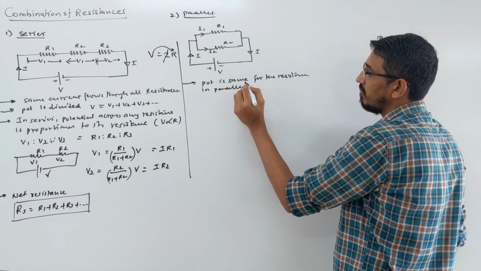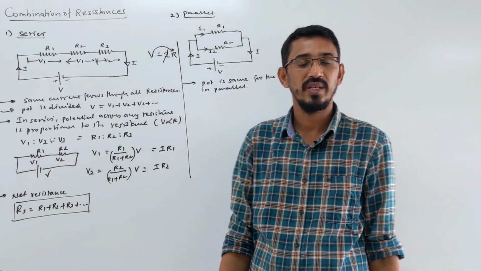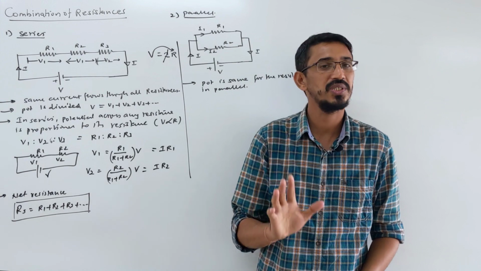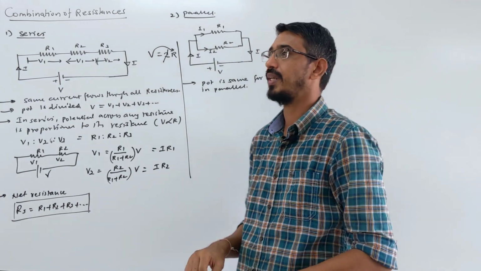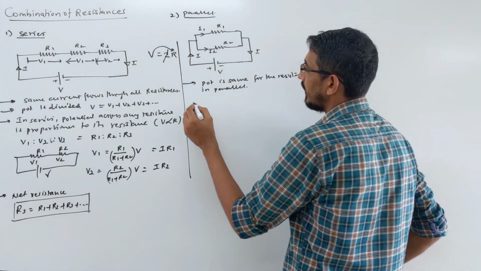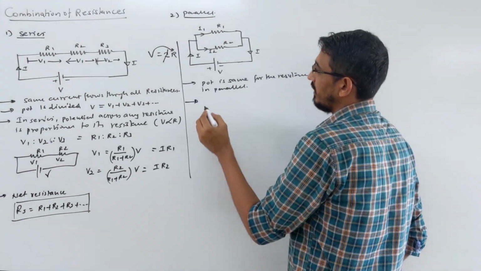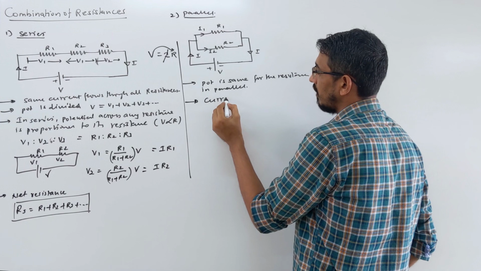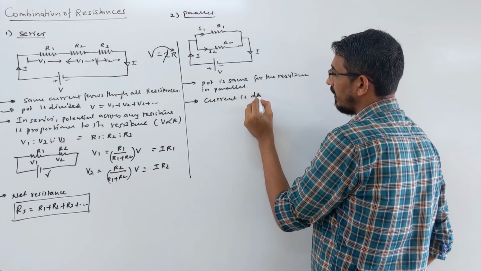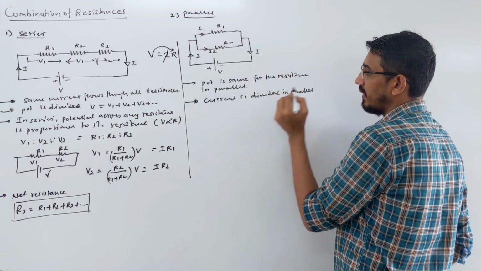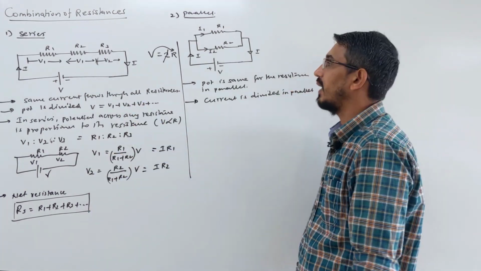So for resistances in parallel, whether 2, 3, or n number of resistances, the potential drop across each resistance will be exactly the same, right? Then what is divided? Current is divided in parallel, right? Current is divided, while the potential stays the same.